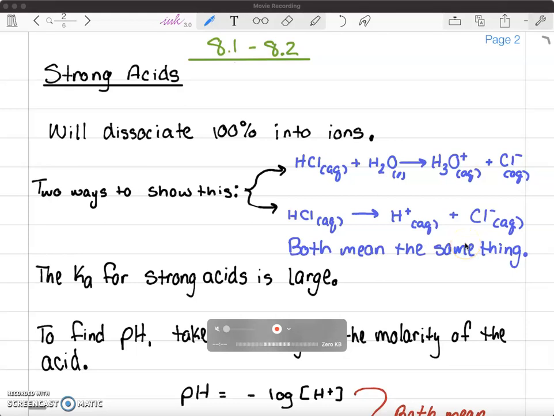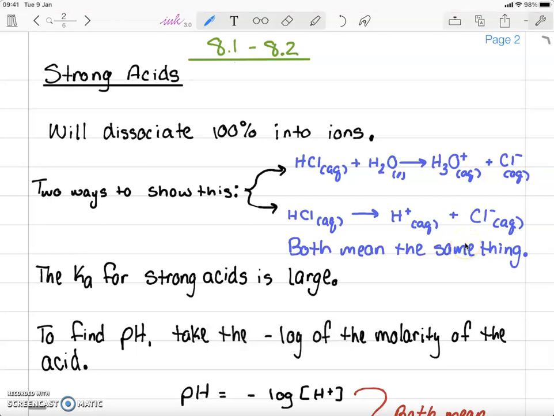Okay, in this section we're going to go over parts 8.1 and 8.2, which is all about the properties, as well as how to find the pH of strong acids, strong bases, weak acids, and weak bases. So we'll start with strong acids in this case.